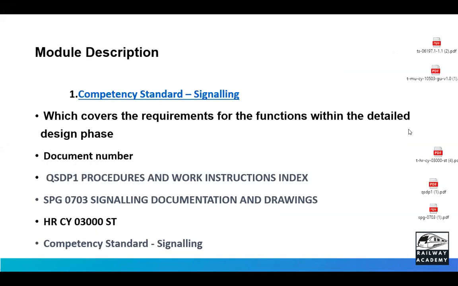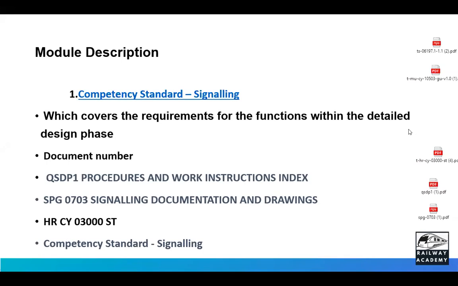Now, competency standards 1, 2, 3, 4, 5, some five PDFs are available here, and the most important one is QSDP1, Procedure and Work Instruction Index. This covers most of the topics required technically, and the topics covered under QSDP1, Procedure and Work Instructions, have been elaborated in detail in 073 Signaling Documentation and Drawing. That standard is fully documented.